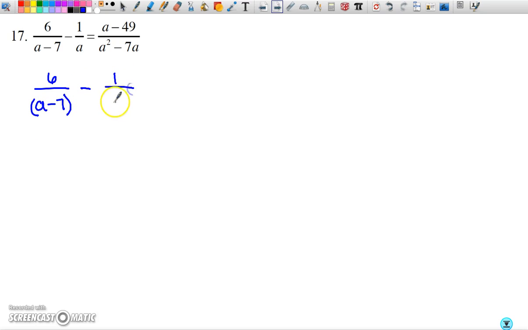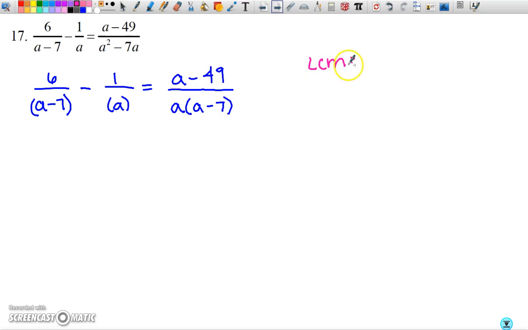Minus 1 over a, again, nothing we can do here, equals a minus 49 over, and we start with our GCF, so a can come out of both of them, leaving us with a minus 7. And so what do you notice is our least common multiple? What's going to be our denominator?